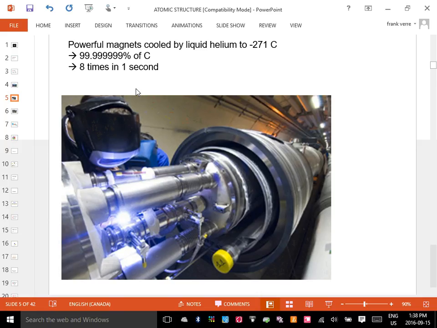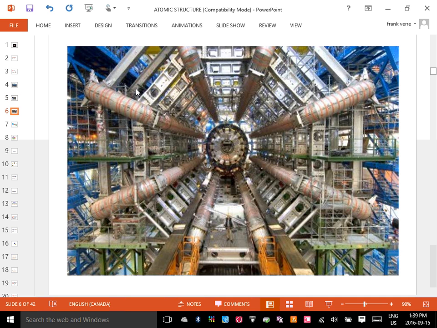They will accelerate these particles at almost the speed of light. You can see it's 99.999999% the speed of light. Speed of light is about 300,000 kilometers per second. So this is about 11 kilometers per second shy of that. But even at this rate, you're looking at going around the world 8 times in 1 second. So think about that, that's really fast. At that speed, when these particles collide and smash, sometimes they produce new particles. And sometimes these particles can be observed.